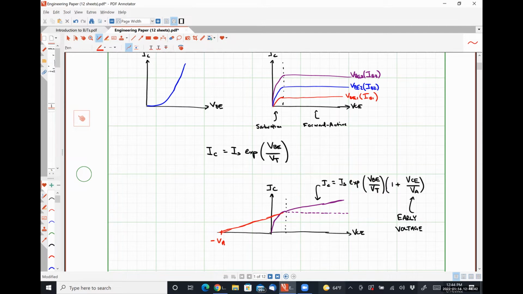Okay. So in your homeworks, exams, and all that kind of stuff, if I say VA is equal to infinity, what that means is that the early effect can be ignored. Because the smaller VA is, what does that mean about the slope of this guy? Larger and larger, right? So if VA is infinitely large, that means the slope is 0, or this guy just settles to IS times the exponential of VBE over VT, meaning this factor right here can just be thrown away, okay?